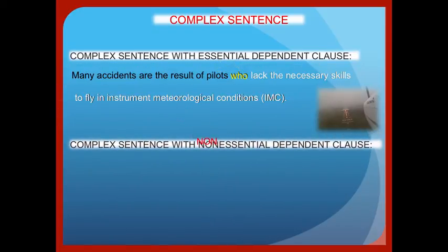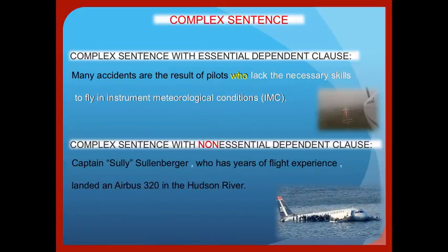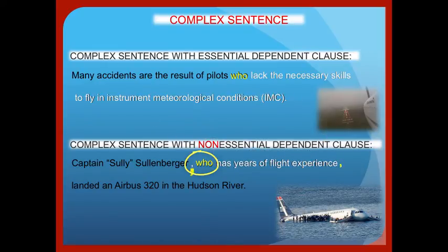The next example of a complex sentence with a relative pronoun is, Captain Sully Sullenberger, who has years of flight experience, landed an Airbus 320 in the Hudson River. Now the relative pronoun who begins the non-essential dependent clause. Non-essential dependent clauses add information to specific proper nouns. The information is interesting, but it is not necessary. With non-essential dependent clauses, you must offset the clause with commas.